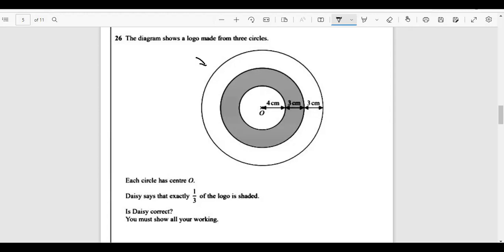So this is your logo, and for proving this, we need to find the shaded area and we need to find the other area, and only then would we be able to see if this claim is true or not. Okay, I see. So you could do the area of a circle.